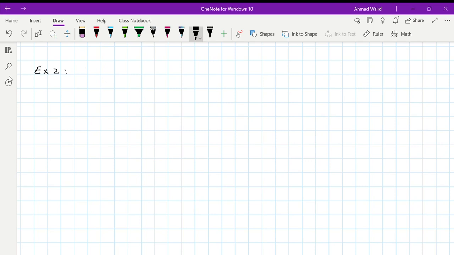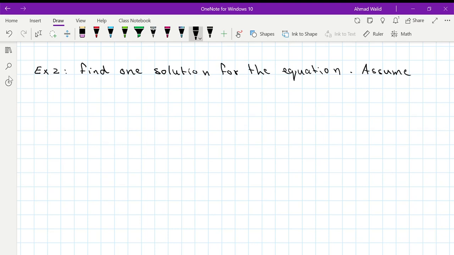Find one solution for the equation. Assume all angles involved, it means involved in this equation, are acute angles. The equation is given to you.